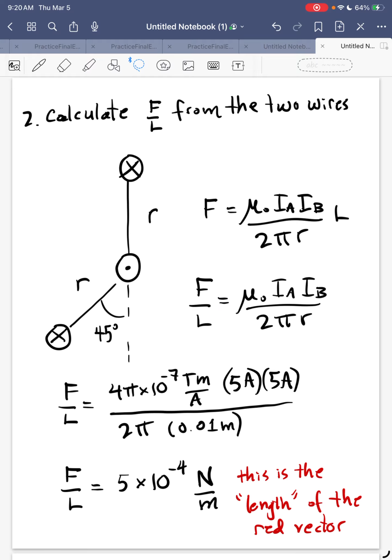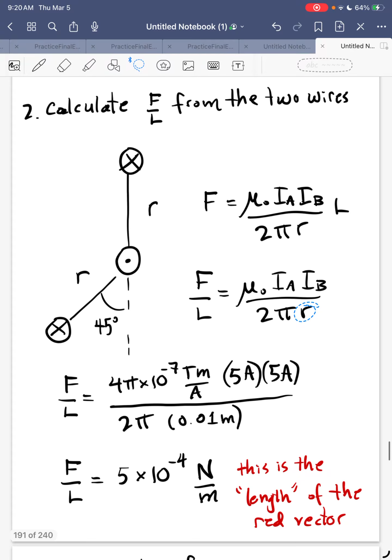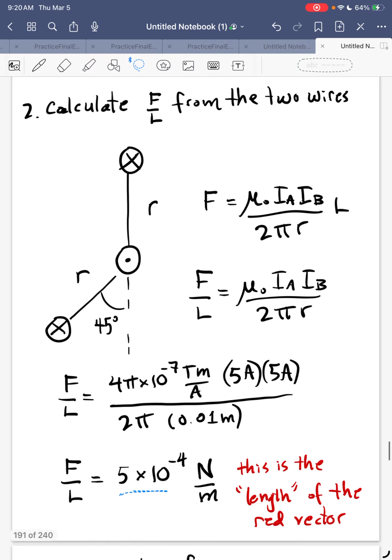And when we look at this formula, what we're going to get is something like this. We're going to get the constant mu naught times the current from each of the wires divided by 2 pi times this distance r between them. So we can plug in the values for that. This is mu naught, this is the current of the first wire, current of the second wire, and this is the distance between them. When we do that, we get this value of 5 times 10 to the minus 4th newtons per meter. So this is the length of the red vector, or the magnitude of the red vector.